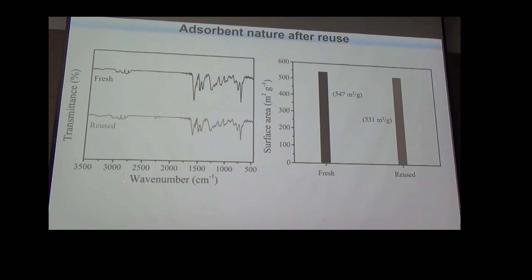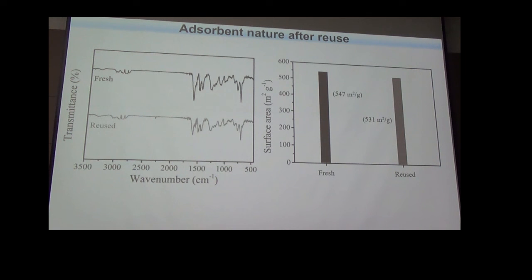And further, in the recyclability process, the PONF is also tested, fresh and reused, using FTIR as well as the nitrogen absorption isotherm. As we can see here, there is no change in the FTIR peak. This suggests the material is stable so that we can use the material for a long time. Meantime, there is a very small decrease in the surface area, and that decrement is not very significant, and thus it also confirms that the material can be used for a long time.